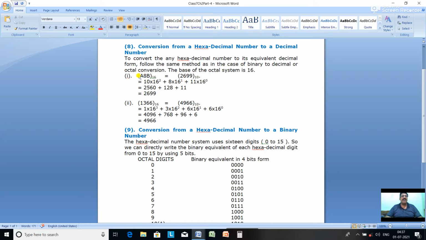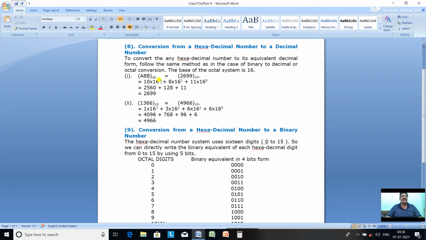So the first digit is A, means 10. Write 10 into 16. After A, how many digits are left? 2 digits. So 16 power 2. Plus 8 into 16. After 8, how many digits? 1, so power 1. Plus B means 11. A means 10, B means 11. So 11 into 16 power 0. After B, there is no digit.